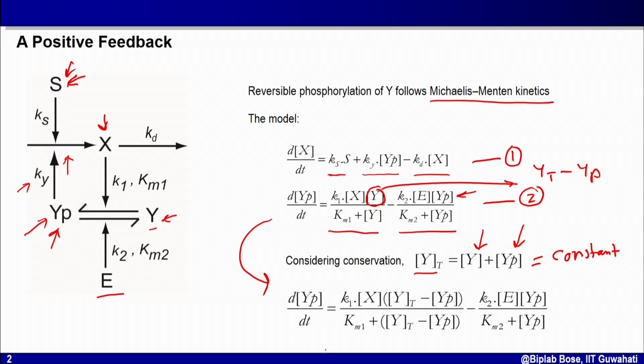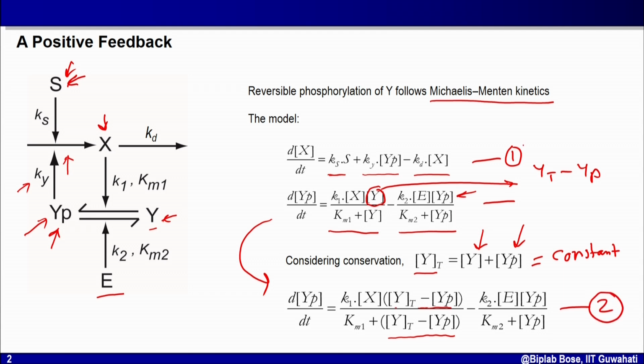So dYP/dt is equal to K1 into X into (Yt minus YP), so I have replaced Y by Yt minus YP, divided by Km1 plus (Yt minus YP). That is, again I have replaced Y by Yt minus YP. The second Michaelis-Menten formulation, that is minus K2 E YP divided by Km2 plus YP, remains the same. So this will be my second ODE.